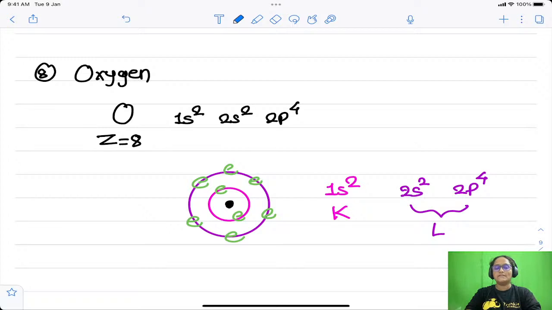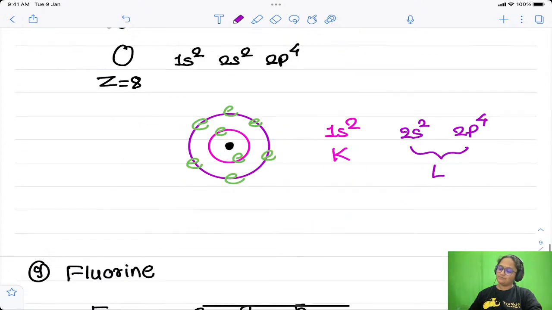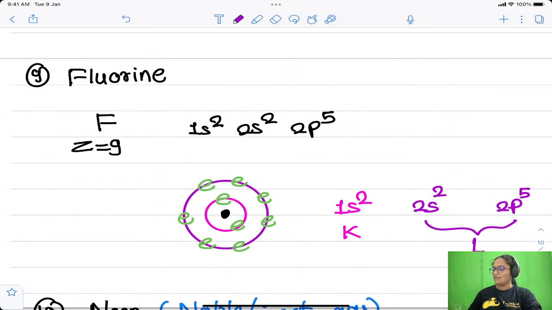Out of all these, the best model, which is accepted worldwide, is Bohr's atomic model, given by the scientist Neil Bohr. Whatever explanation I have written here on the board is on the basis of this model, Bohr's atomic model. Now you can take the screenshot for fluorine.